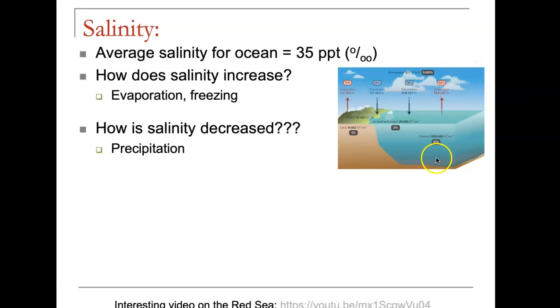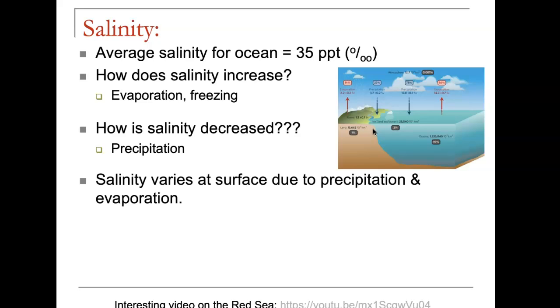If you're in a bay area, then you sometimes will get an input of a freshwater stream, and that will decrease the salinity because you have an input of fresh water as well. So salinity is going to vary mostly at the surface, and that's going to be primarily due to precipitation, evaporation, and also freezing, right? That's all going to happen at the surface. So salinity is going to vary the most at the surface.